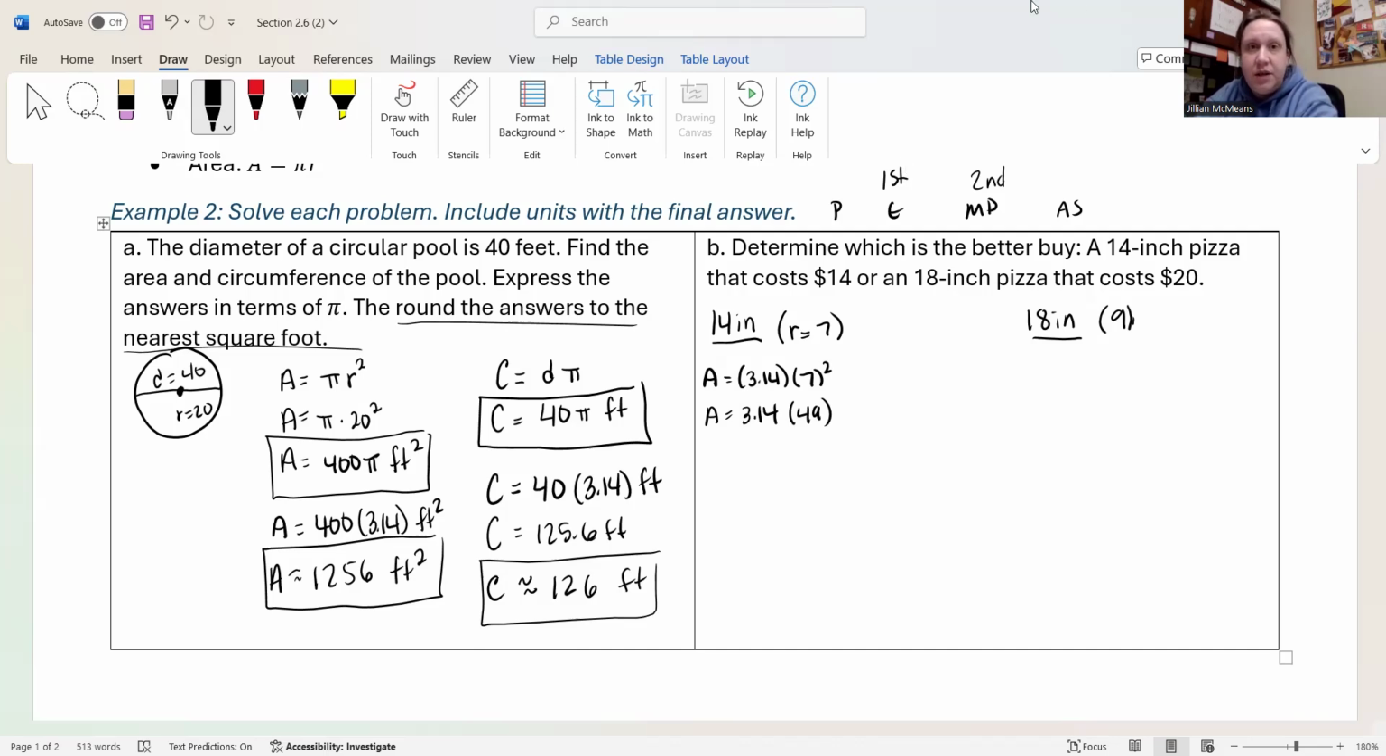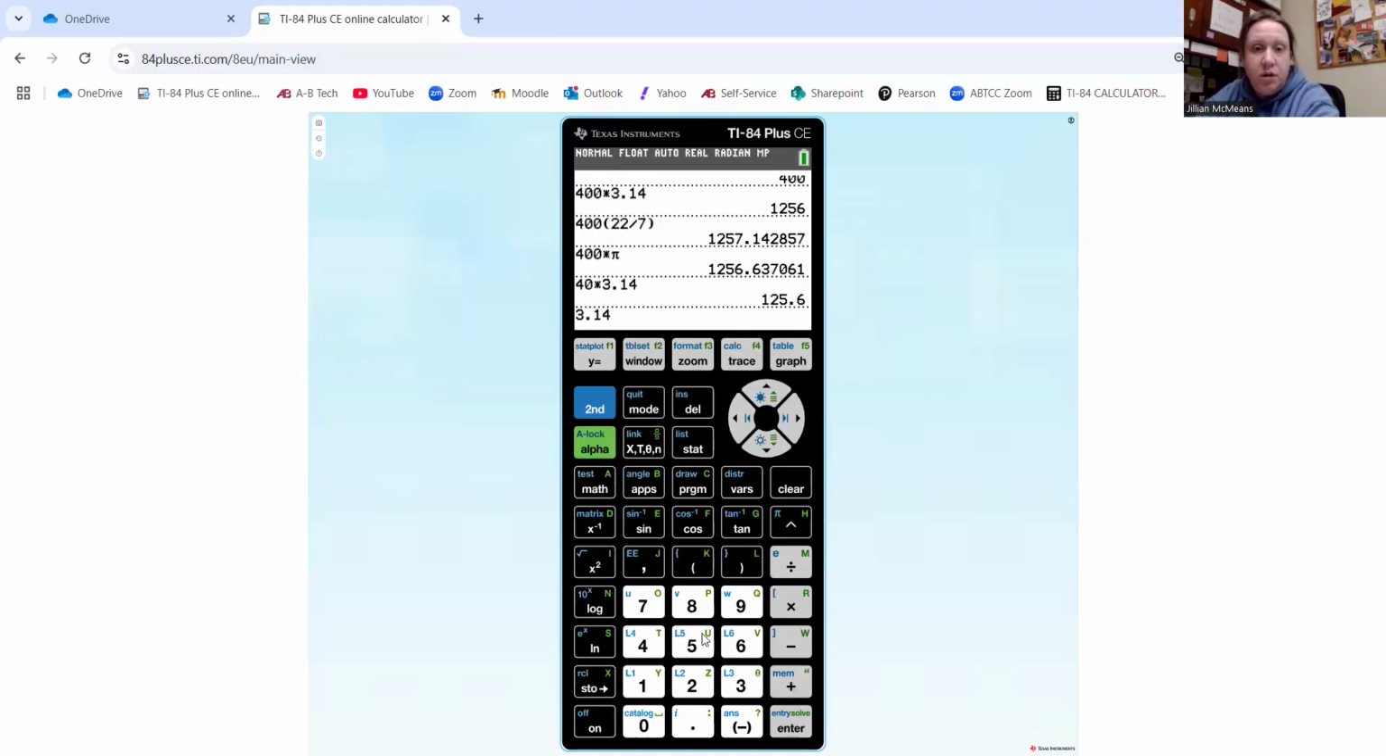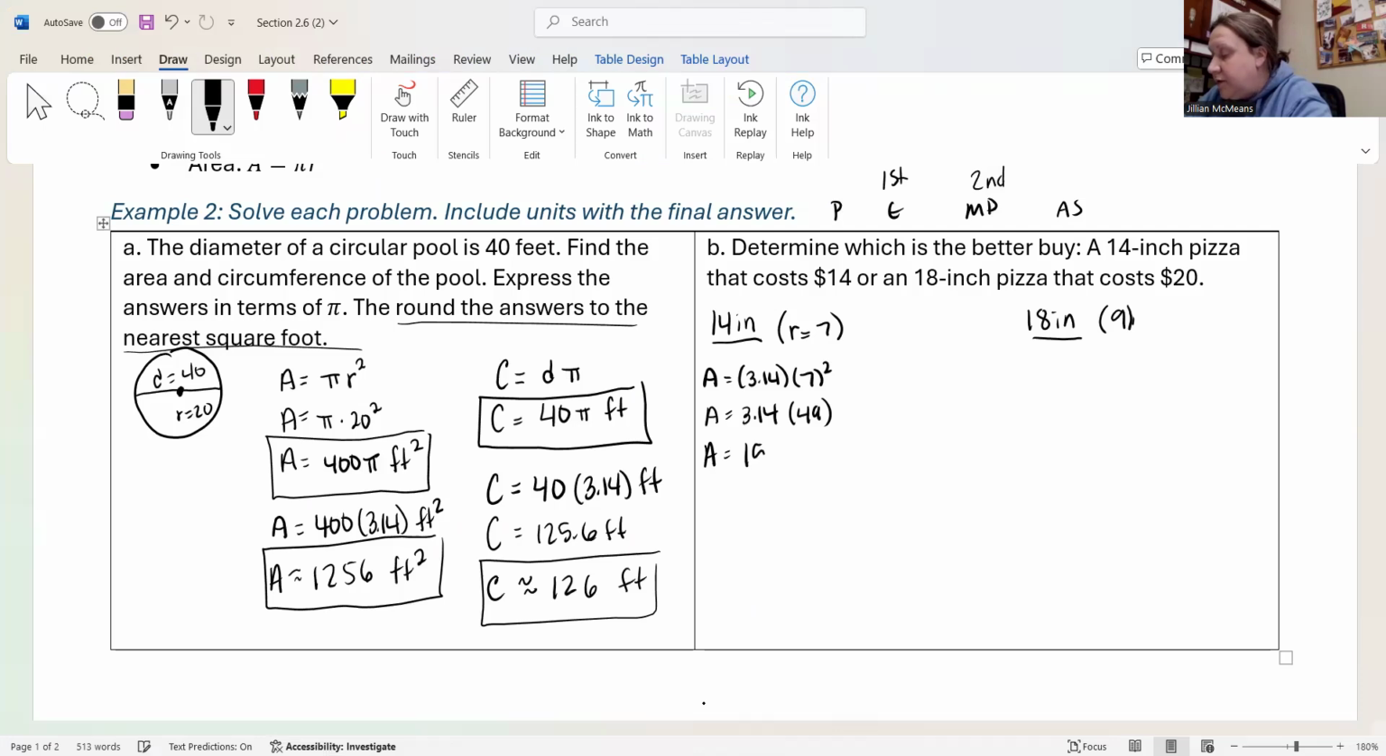Let's jump over to the calculator really quick. And we get 3.14 times 7 squared, which is just 49. And we get 153.86. So this is 153.86 square inches. Okay, we'll leave that there for now. We'll come back and do the price in just a minute.